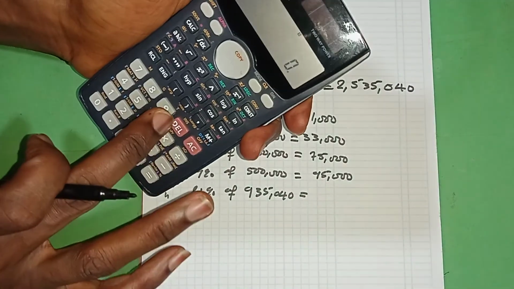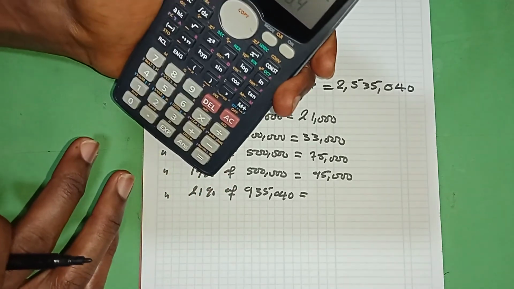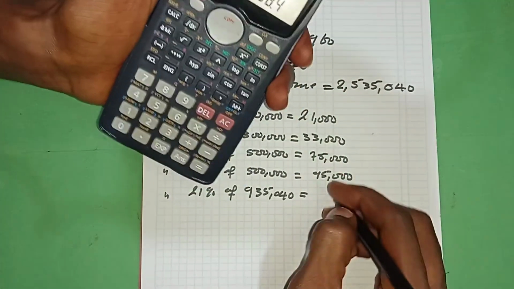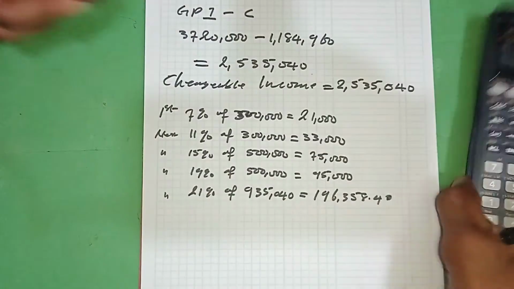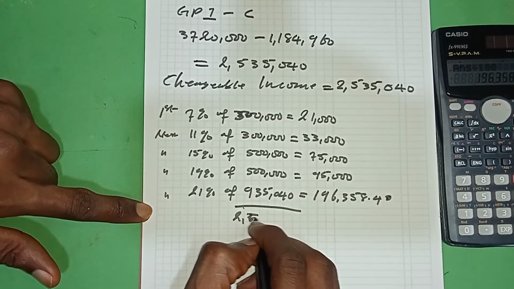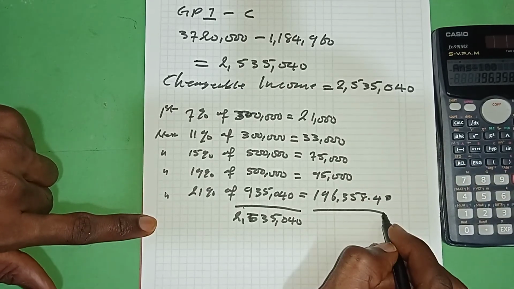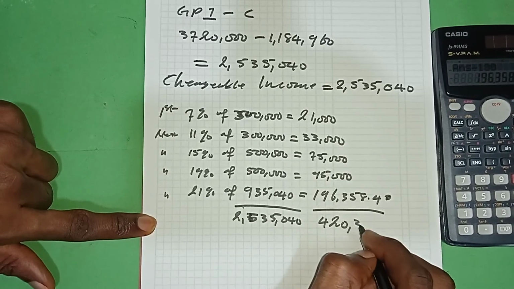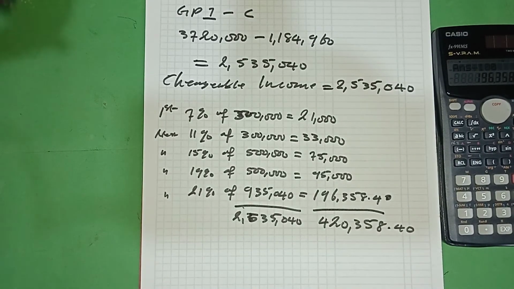21% of this will give you 935,040 times 21 divided by 100, which is 196,358.40, which we give here. Once you add here, you find that it will give you 2535040. It must give you your chargeable income. Then when you add this, it is going to give you 420,358.40. Now this is your tax due that you are going to remit for the year.